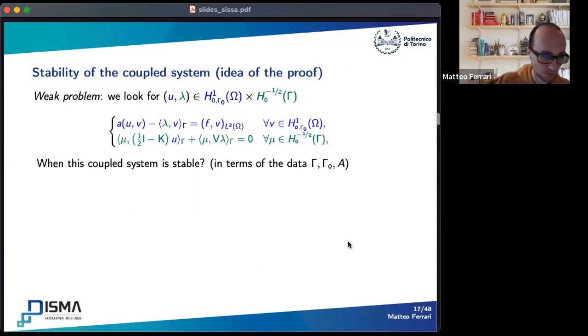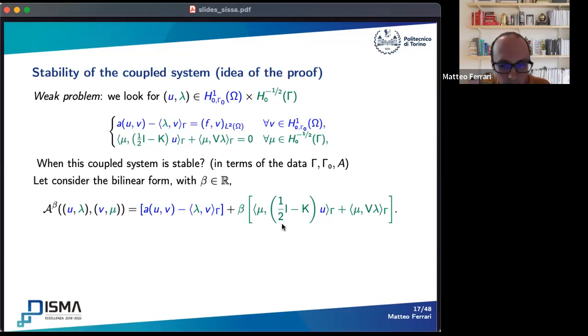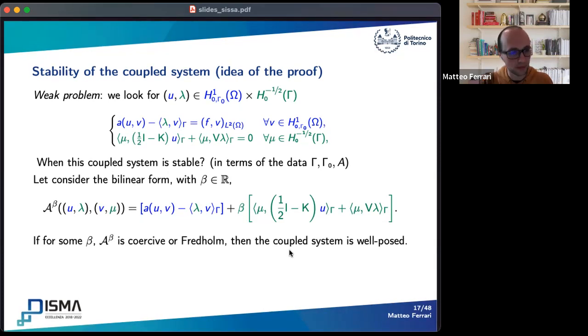Now we show the idea of the proof of all these results, also by Johnson-Nédélec and by Of Steinbach, and I will show you what the new idea is. This is again the system of the coupling. Let's consider a linear combination of these two equations, by summing the first left-hand side to beta times the second left-hand side, for some beta different from zero clearly. If this bilinear form is coercive or Fredholm for some beta, then the coupling is well posed. So the point is to find a good beta to understand what we can do.